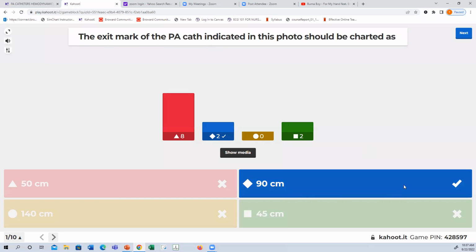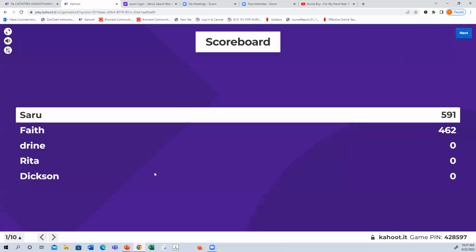Okay, so let's see who answered that correctly. The quickest are Saru and Faith, who answered correctly the fastest.